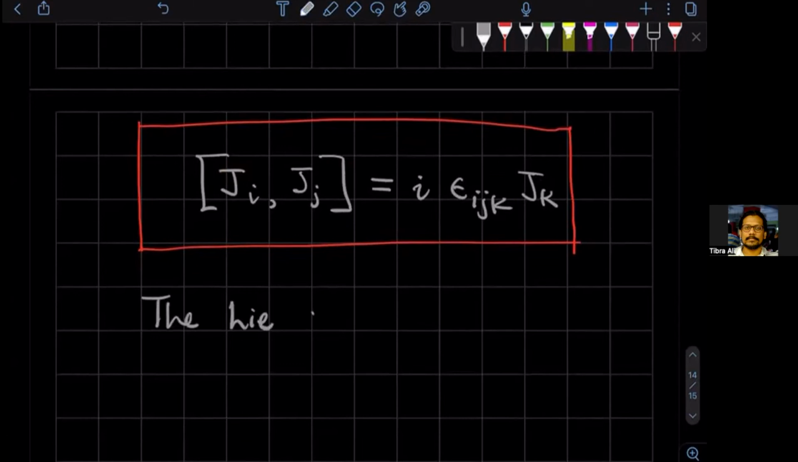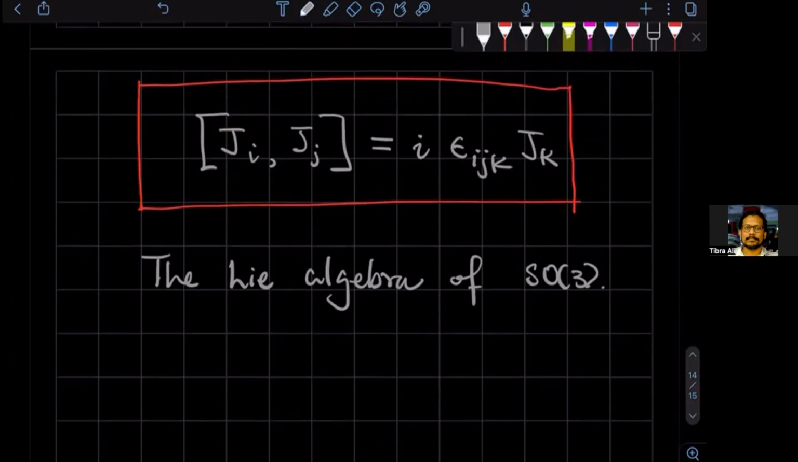Okay, so this equation is called the Lie algebra of SO3. This is named after a guy called Sophus Lie. This is not Lie. And the Lie algebra will be a frequent character in the rest of the story, in the rest of this course. Okay. All right. So, any questions so far?